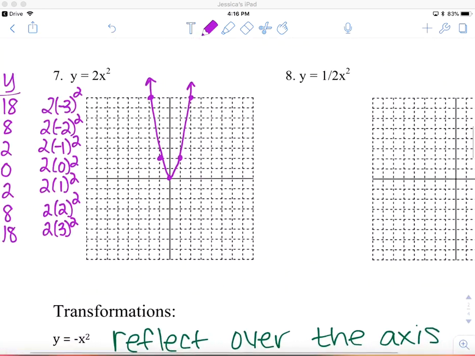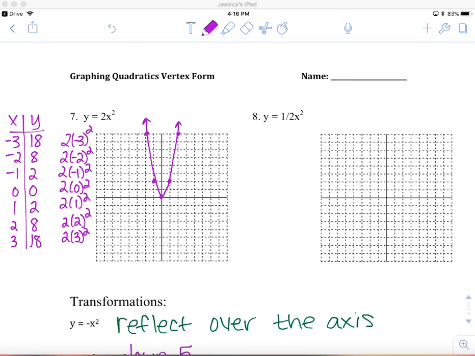Let's see what 1/2 in front will do to our graph. Now, since we're having to cut everything in half, we are still going to use the same x values, but I'm actually going to add one more to help you visualize what's going on here. So for this one, we're going to go from negative 4 to positive 4. So by plugging in negative 4, negative 4 squared is 16.